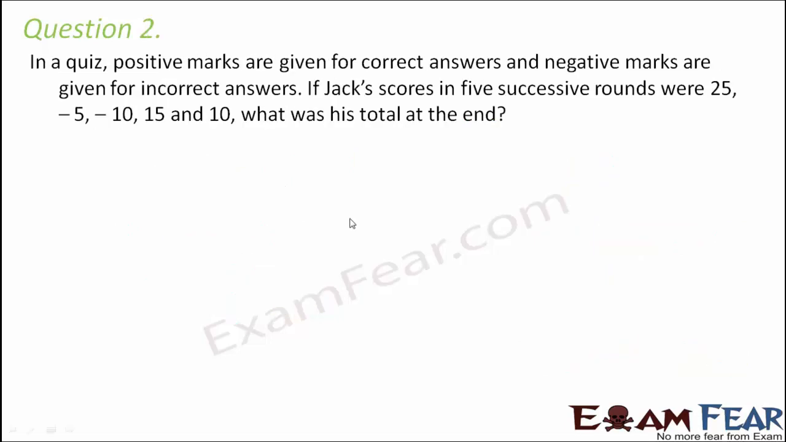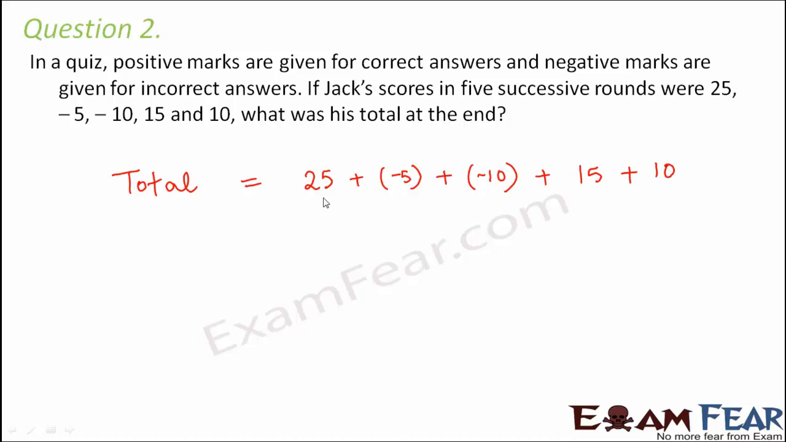Question number 2. In a quiz, positive marks are given for correct answers and negative marks are given for incorrect answers. If Jack's scores in 5 successive rounds were 25, minus 5, minus 10, 15 and 10, what was his total at the end? Now in order to find the total, the total score at the end would be given by the sum of the scores in all the 5 rounds. So basically total would be equal to 25 plus minus 5 plus minus 10 plus 15 plus 10.